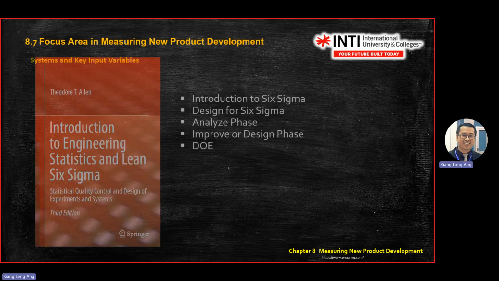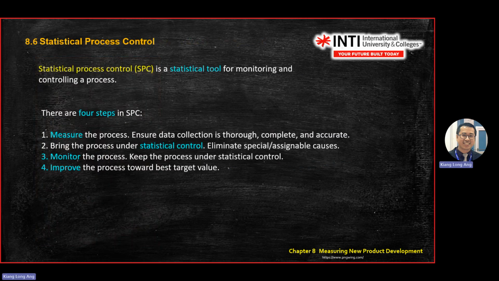So these are the 4 steps for SPC. I highlighted them in blue color. You measure, you control it, or you eliminate the cause. You monitor, you improve. Okay. 4 steps in statistical process control. These are the 4 steps. You measure, you get data, you control it or you eliminate, find out the cause, why it happened, then you monitor, then you improve.